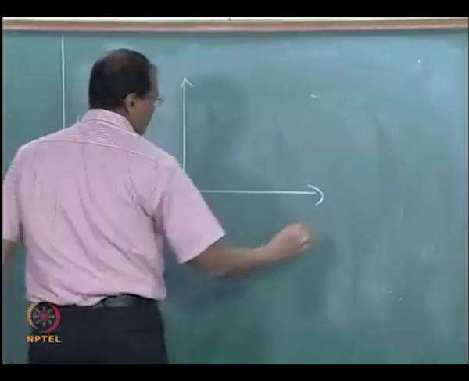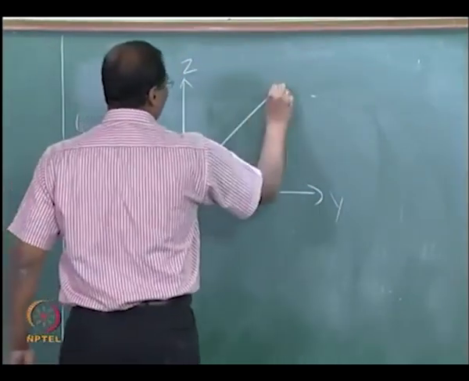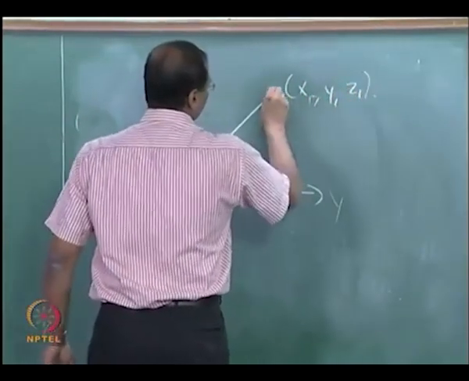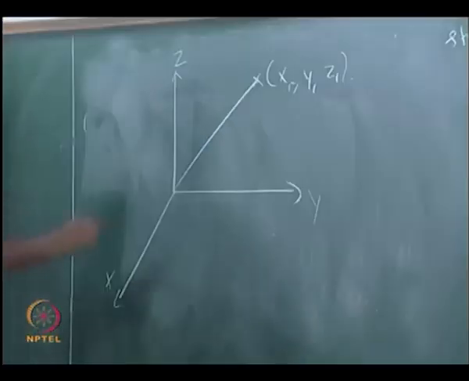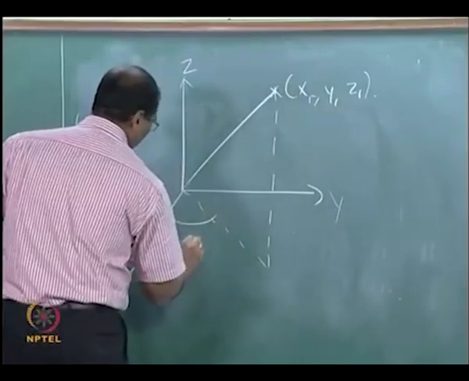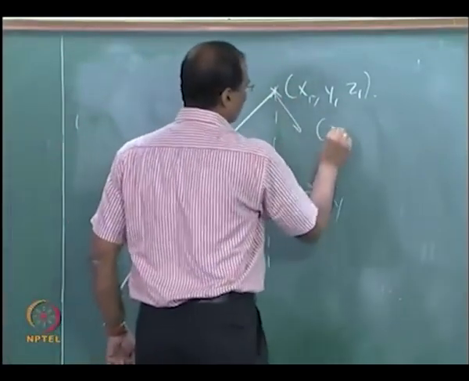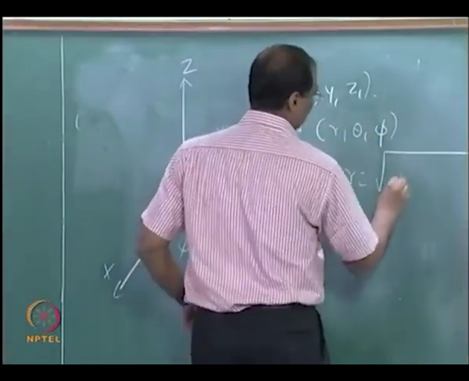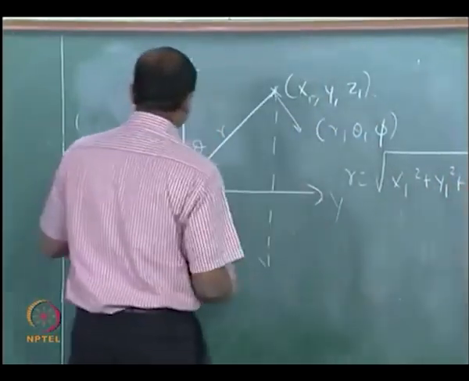You can have x, y, z, some point which is given by x1, y1, z1. This point can also be described, the coordinates of this point can also be described as r theta phi, where r is basically the distance from the origin. Of course, this is considered as 0 0 0.